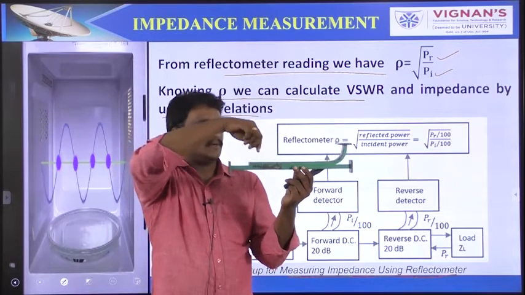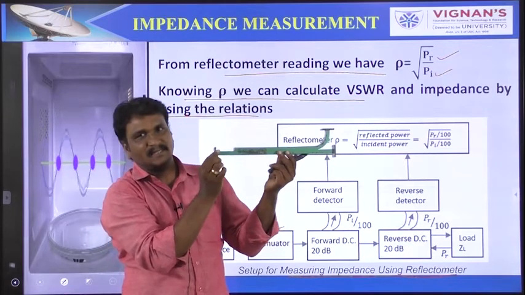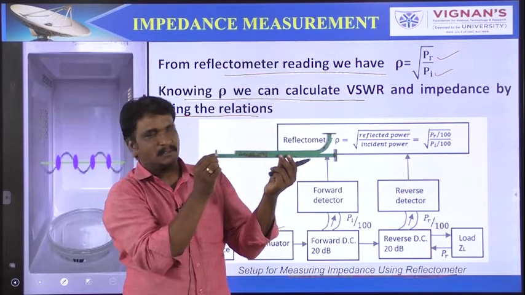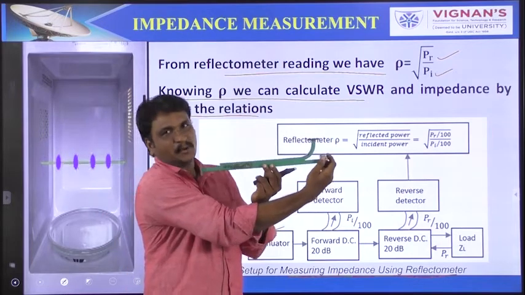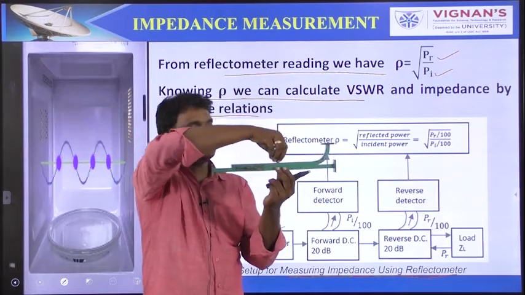Okay, once again I repeat. Here this port is the incident port, where the input is applied, so this one is the input port, and this one is the received port, and this one is the forward coupled port, and this one is the back port.